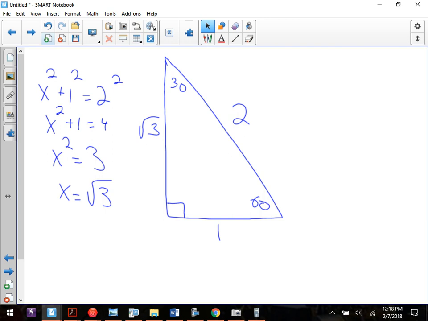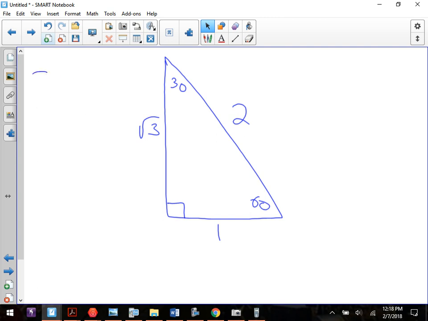What happens now is that we've just created another special right triangle. This one is what we call the 30, 60, 90. And this one follows the pattern of, make another jig. This one forces you to be able to do two separate algebra problems.